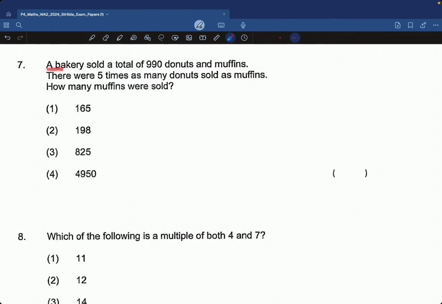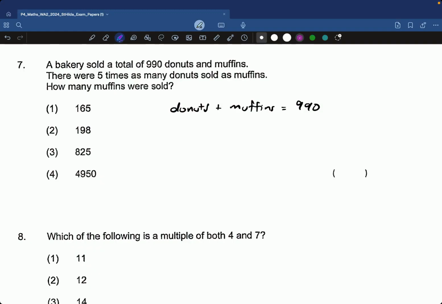All right, question 7. A bakery sold a total of 990 donuts and muffins. There were 5 times as many donuts sold as muffins. How many muffins were sold? So basically, how it looks like is donuts plus muffins is equal to 990. So that is what the first statement is saying. Donuts plus muffins equal to 990. Next one is there were 5 times as many donuts sold as muffins. So what does this mean?